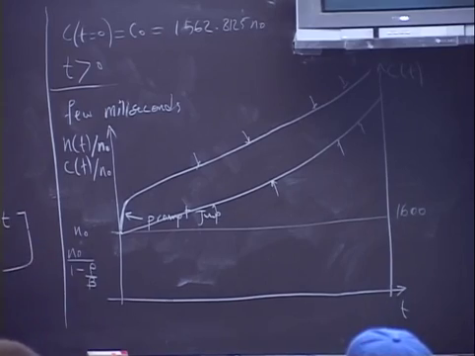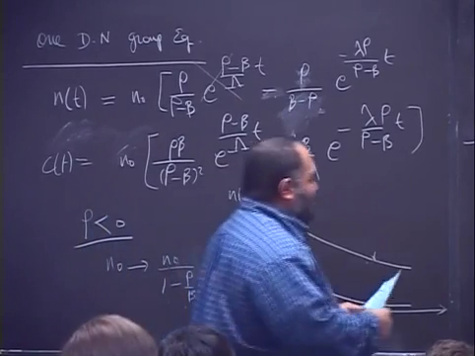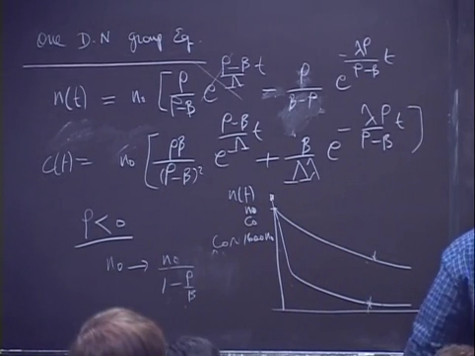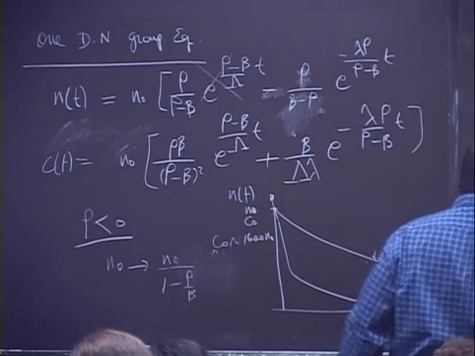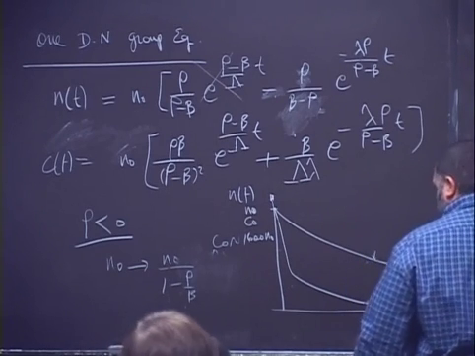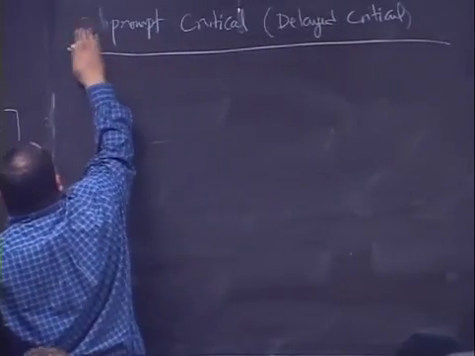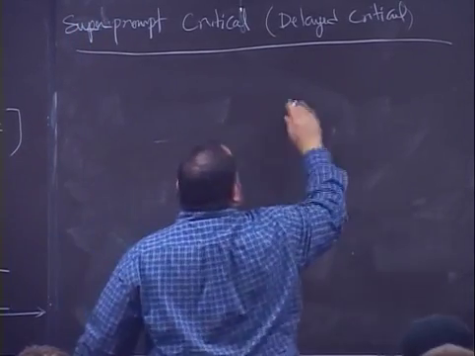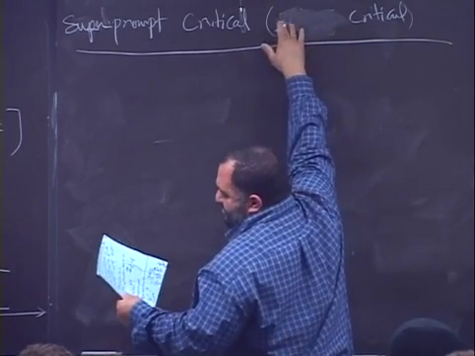Okay, so let's look. So we will substitute here in those two equations with the case of rho greater than beta, and we will see. So this is super prompt critical.